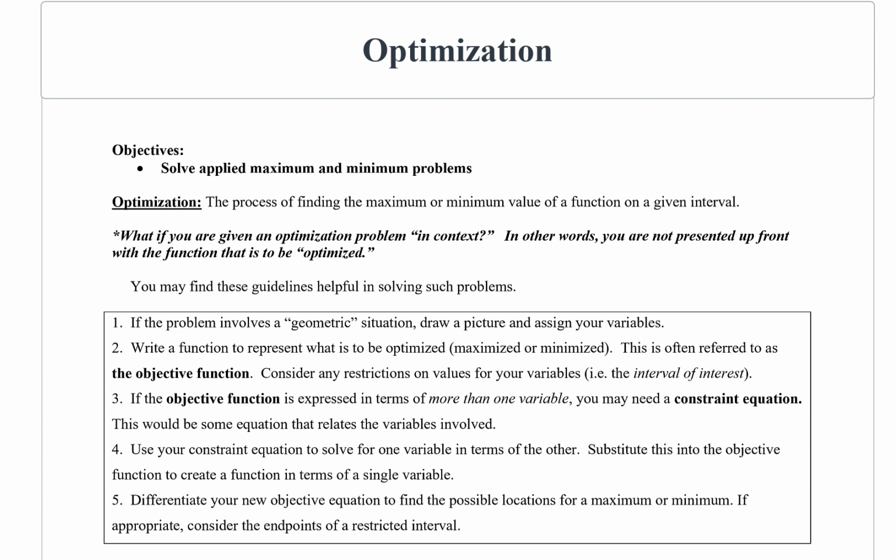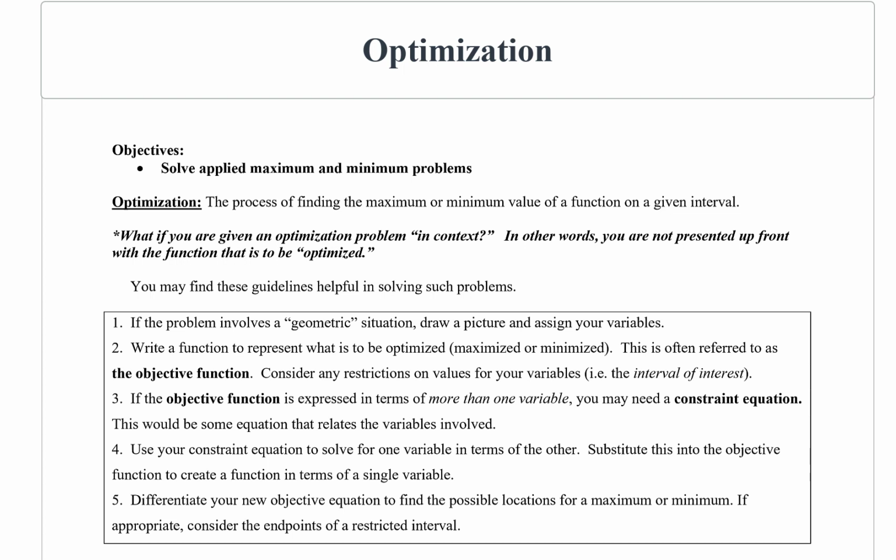3. If the objective function is expressed in terms of more than one variable, you may need a constraint equation. This would be some equation that relates the variables involved. 4. Use your constraint equation to solve for one variable in terms of the other. Substitute this into the objective function to create a function in terms of a single variable.